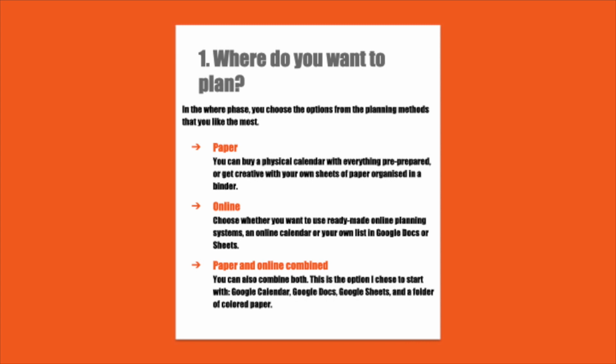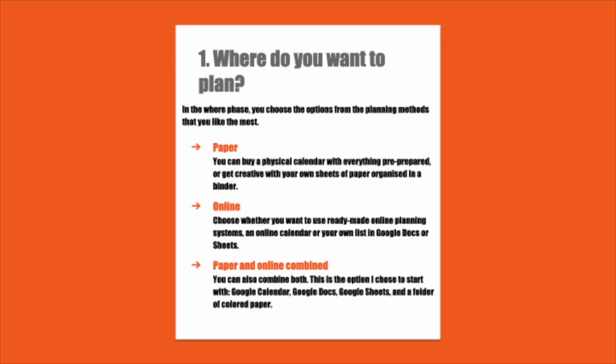1. Where do you want to plan? In the where phase, you choose the options from the planning methods that you like the most. Paper. You can buy a physical calendar with everything pre-prepared, or get creative with your own sheets of paper organised in a binder. Online. Choose whether you want to use ready-made online planning systems, an online calendar, or your own list in Google Docs or Sheets.